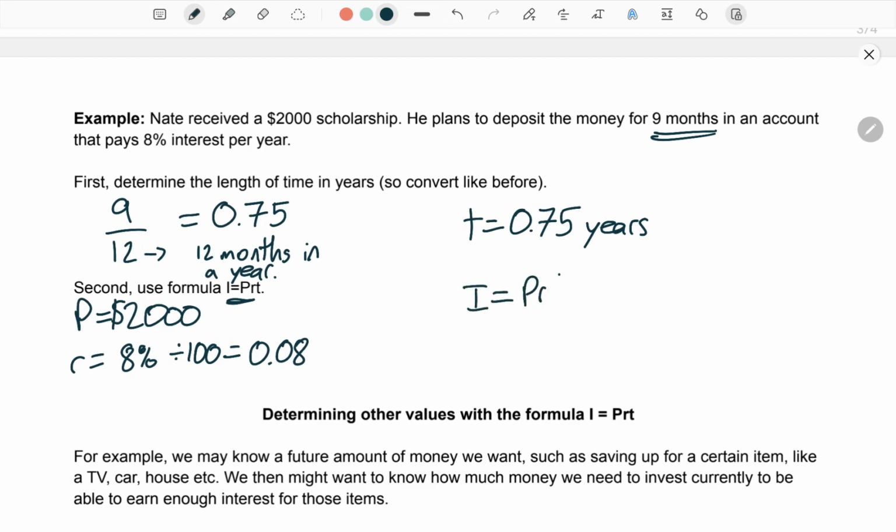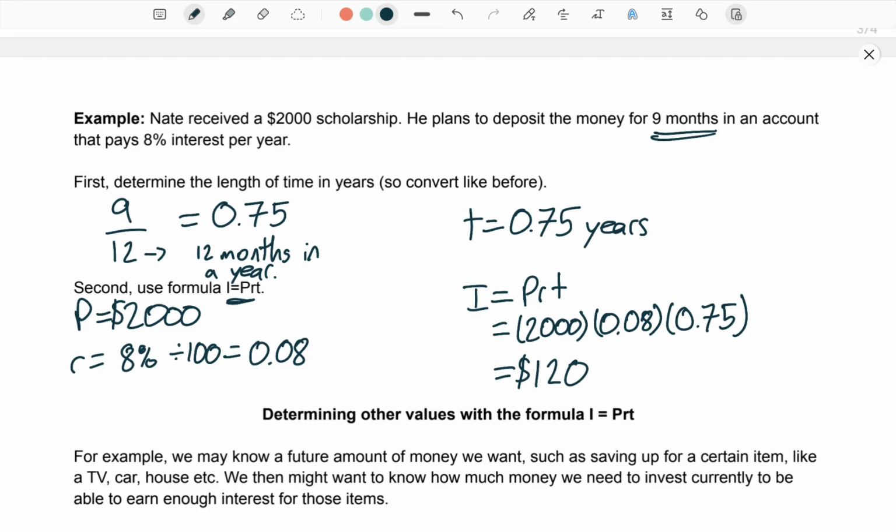Now we can write out the general equation and substitute our values in. So where P is, put in 2,000. Where R is, put in 0.08. And where T is, that's what we calculated up above, 0.75. And when you go ahead and calculate that out, you should get something along the lines of 120. So in 9 months, Nate can earn $120 through the interest on that particular account.